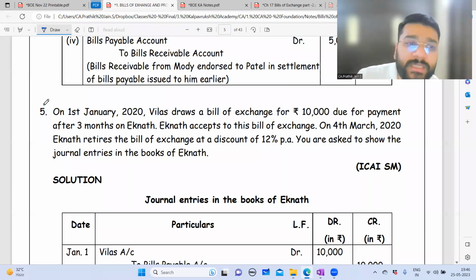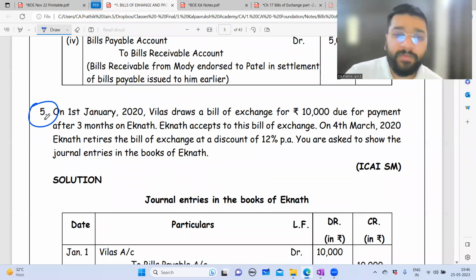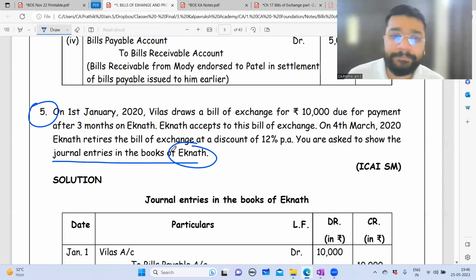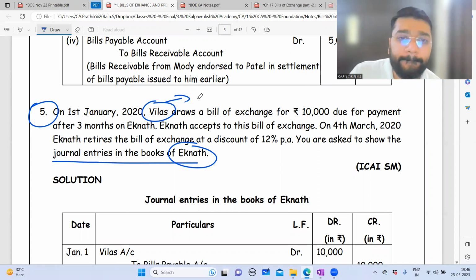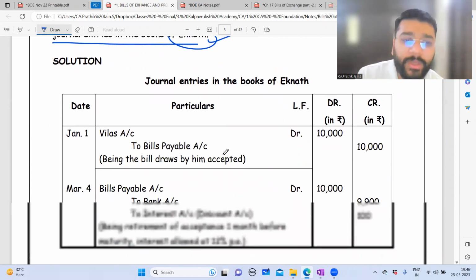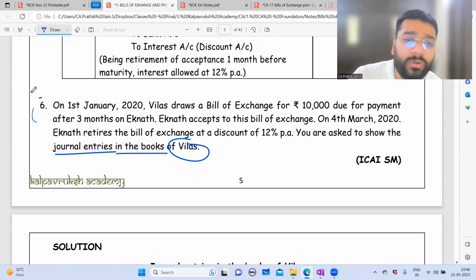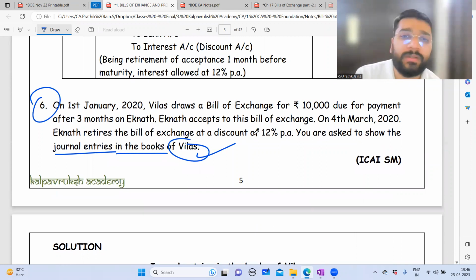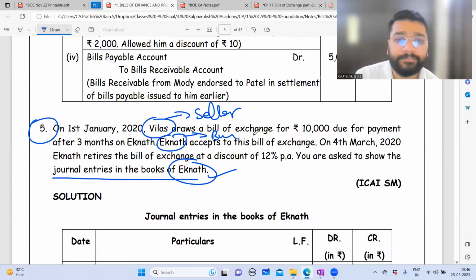Guys, 5th question, 6th question, both are same. So in 5th question, they are asking you to pass the entries in books of Eknath. Who's Eknath? Who's Vilas? Vilas is seller. Eknath is buyer. So in 5th question, they are asking you to record the entries in books of Eknath. In 6th question, they are asking you to record the entry in book of Vilas. That's all, guys. So these 2 questions, doable or not doable?